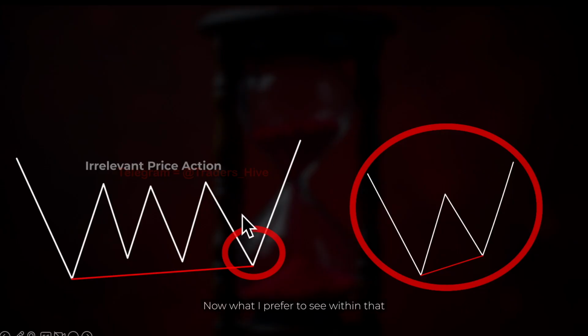Now, what I prefer to see within that lower time frame market maker buy model is the following. Within the low formation of that lower time frame market maker buy model, I prefer to see a smaller time cycle SMT. So where we have a session SMT, I absolutely love it when I also see, for example, a 30-minute or 10-minute or even a 3-minute cycle SMT present on the lows right here. This is a smaller time cycle SMT.